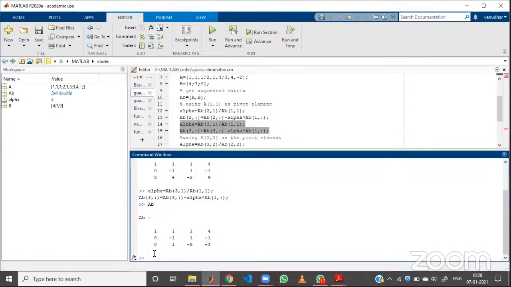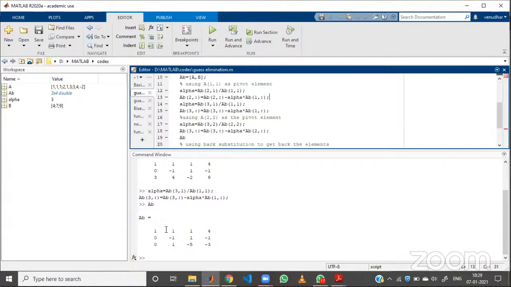Okay, so what we have done is we have taken A11 as the pivot element and made all the elements of the column below it 0. Now our job is to make A2,2 the pivot element, so that the element 1 becomes 0. For that the value of alpha should be different. What will be the value of alpha? The value of alpha would be this one.